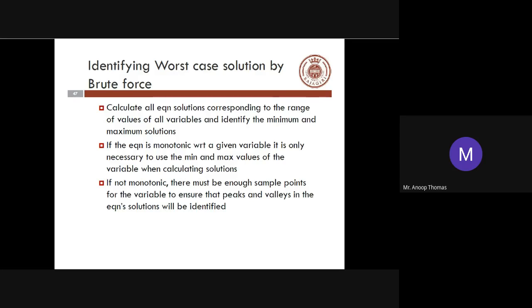Only the minimum and maximum values are necessary, so we can calculate it. If monotonic, minimum and maximum is fine. If non-monotonic, there must be enough sample points for variables to ensure that peaks and valleys in the equation solution will be identified. So as you can see, there are different peaks and valleys which can come up. There might not be a single solution, there might be more than one solution. So you need some variables to be used or some samples to be given so that you are sure that these are the minimum and maximum. If monotonic, you can directly take the minimum and maximum.